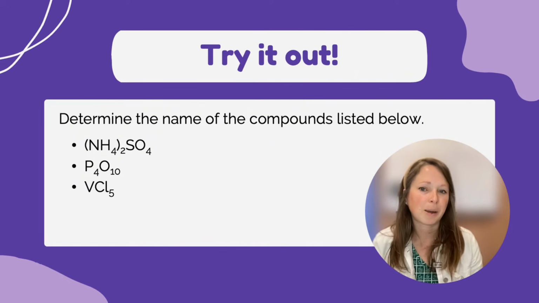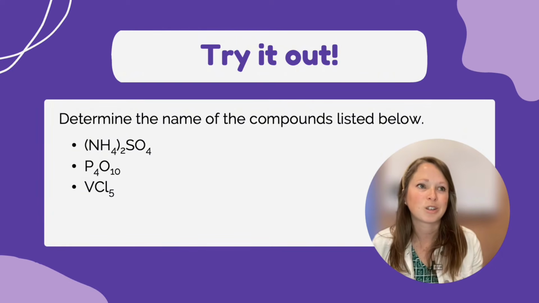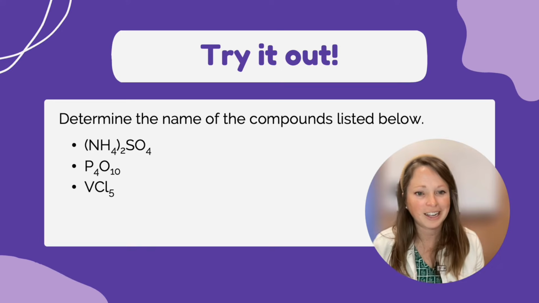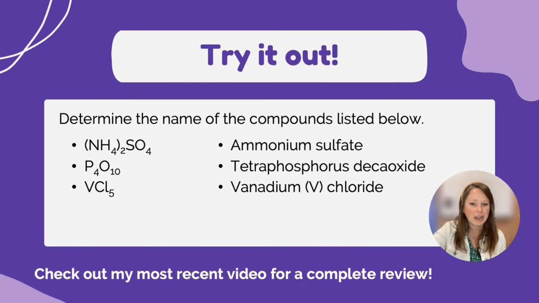So ammonium is our positively charged polyatomic ion. It is going to transfer electrons to sulfate. So because there's a transfer of electrons, that's also ionic. So we're only going to use prefixes with covalent compounds. So these are the names. So that first one, ammonium sulfate. Second one, tetraphosphorus, because we have 4 atoms of phosphorus, 10 atoms of oxygen.